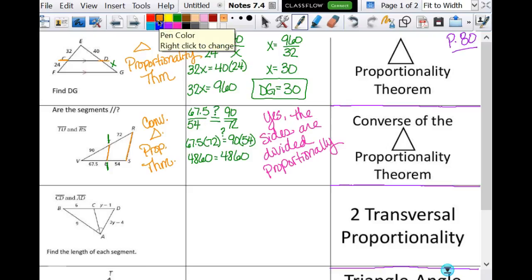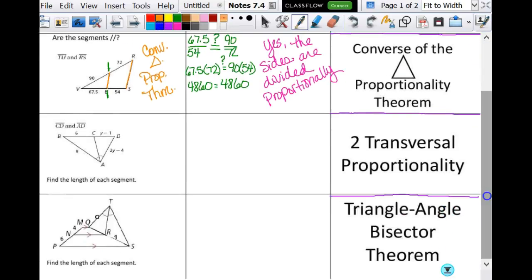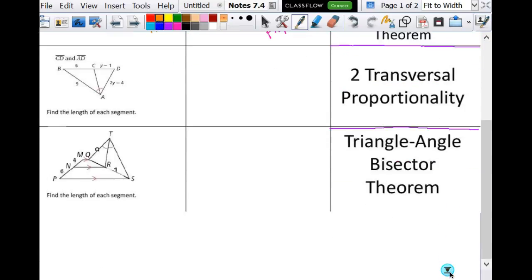All right, so let's look at the next one. So if I want to solve this next one, this is definitely not the triangle proportionality theorem or the converse of it. It's also not the two transversal proportionality just because it lines up with it. All right? Got to kind of think through this. This one is actually, what it is. It is the triangle angle bisector theorem. Because this is an angle bisector.